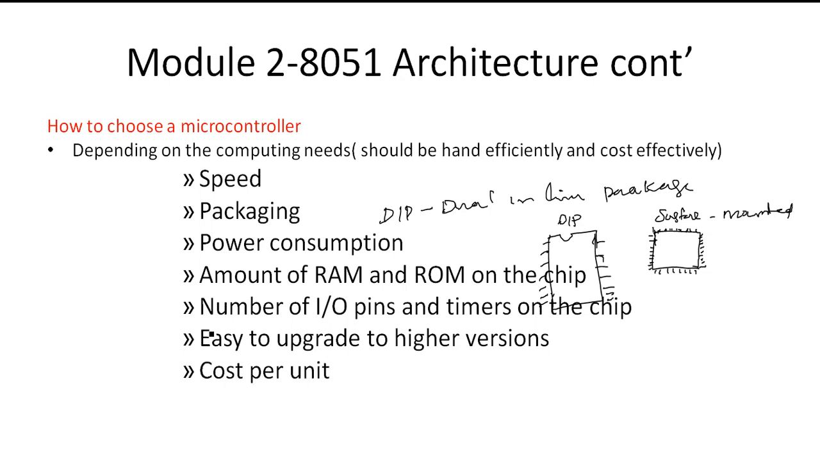And the cost per unit. Most embedded systems will be products that are to be introduced into the market. So to have a profit from our products, we should design a system with less cost. So cost per unit is also an important point while choosing a microcontroller.